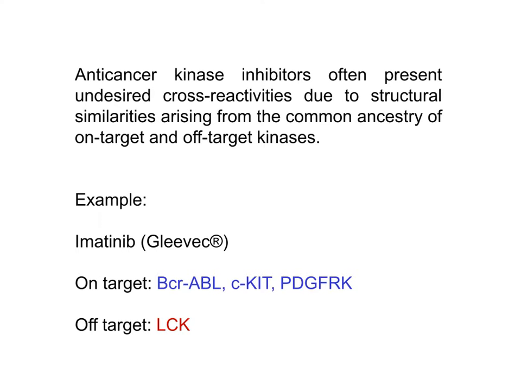So to illustrate these ideas, I will focus on one example, imatinib, the drug known as Gleevec in the market, used to treat chronic myeloid leukemia. This drug has been created by man to inhibit three major anti-cancer related targets: the BCR-Abelson kinase, the KIT kinase, and the platelet-dependent growth factor receptor kinase.